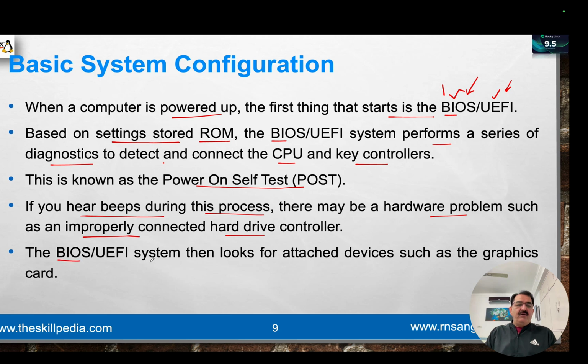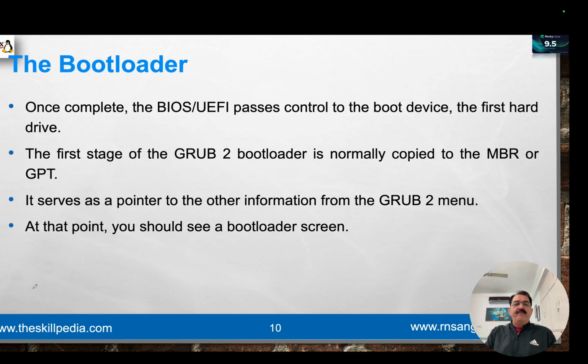The BIOS or UEFI system then looks for attached devices like the graphics card. Once complete, BIOS passes control to the boot device, the first hard drive in the sequence as configured, which is expected to have the operating system. Operating system means the kernel. The first stage of the GRUB2 bootloader is normally copied to the MBR or the GPT, that is the GUID Partition Table or Master Boot Record. It serves as a pointer to the other information from the GRUB2 menu.